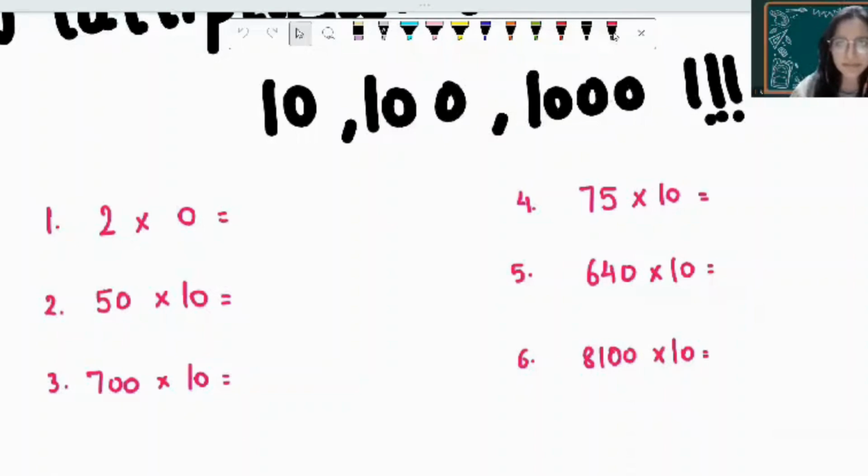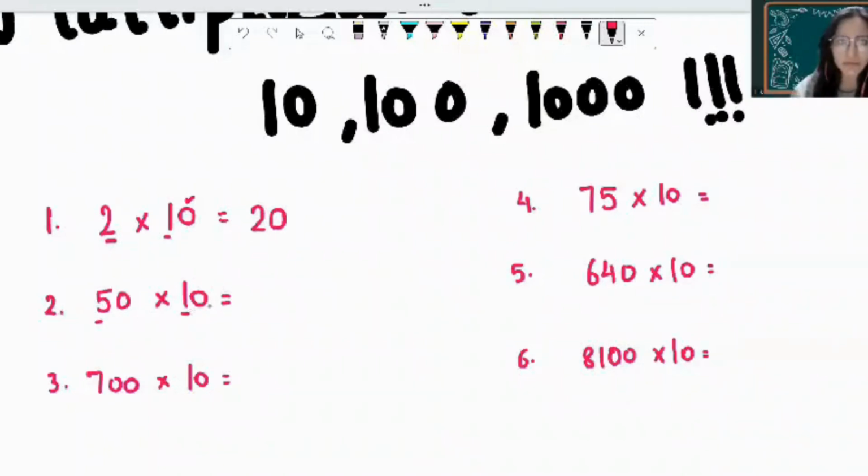So here we have some questions, as you can see on the screen. The first question is 2 times 10. I know that most of you already know how to do this, right? So let's discuss. You only multiply 2 with 1 and you get 2. Now how many zeros do you have here? 1 zero, so we can put 1 zero. This was easy.